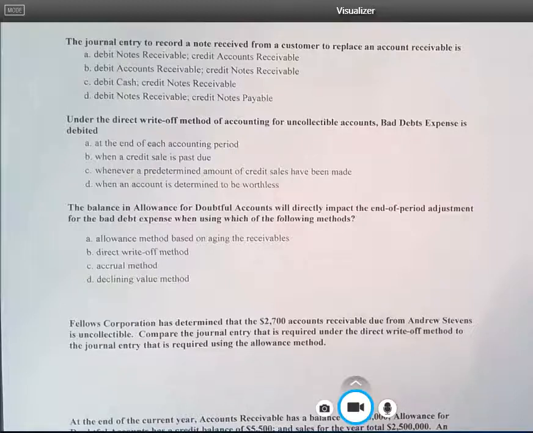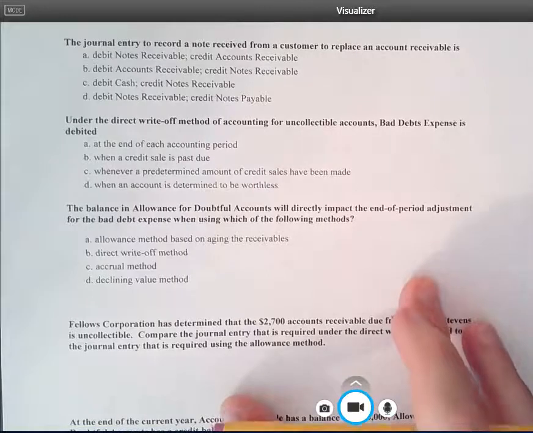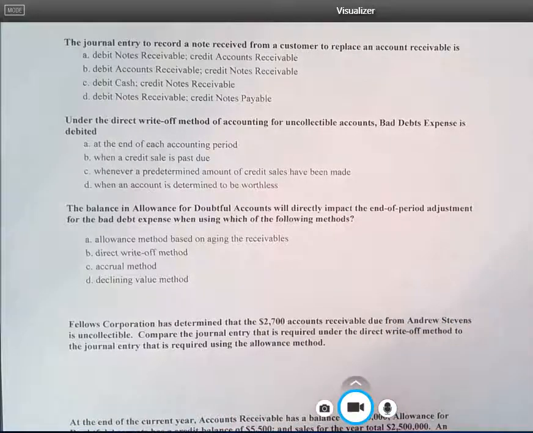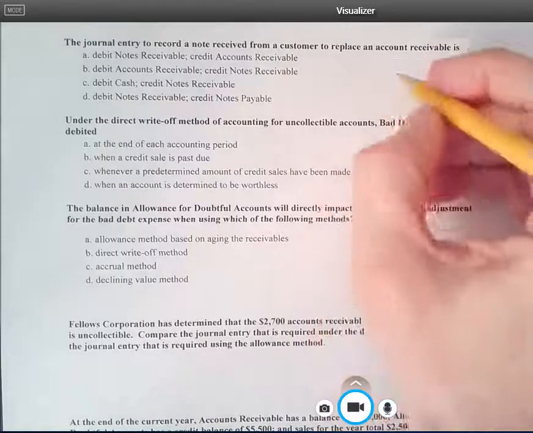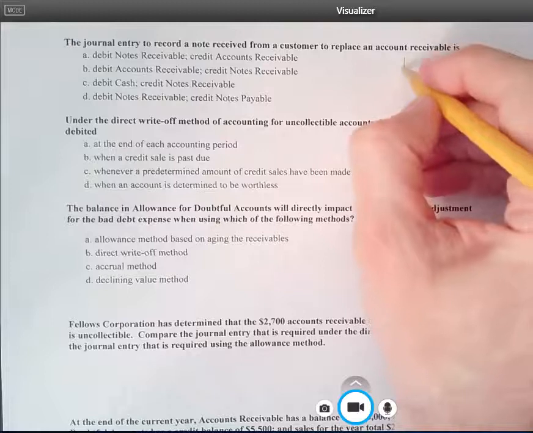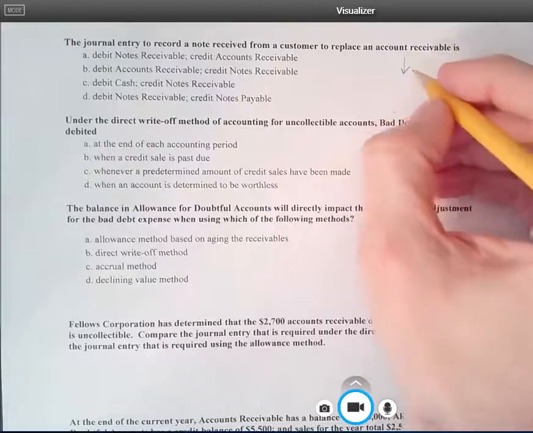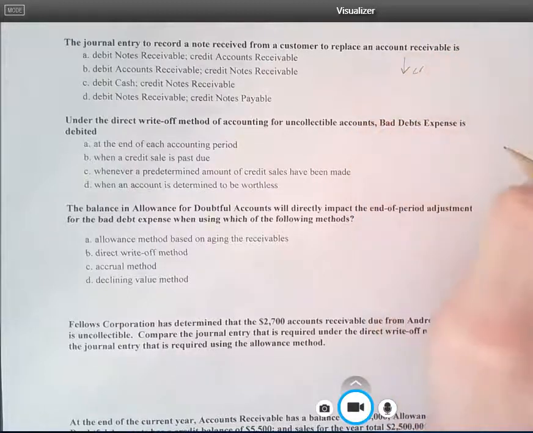Let's say we've got a note, so what are we going to do with that? What does that mean? And then what are we going to do with this account receivable? Well, the account receivable is being replaced. So initially, when we set that account receivable up, we increased it with a debit. So our account receivable is going down, and assets go down with a credit.